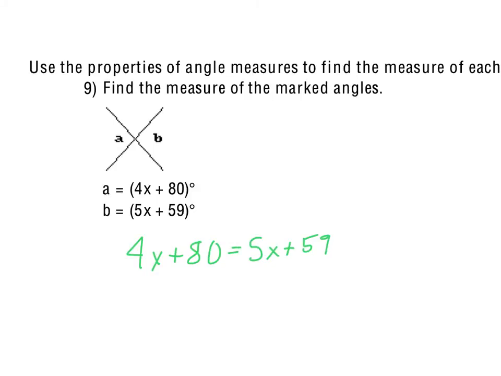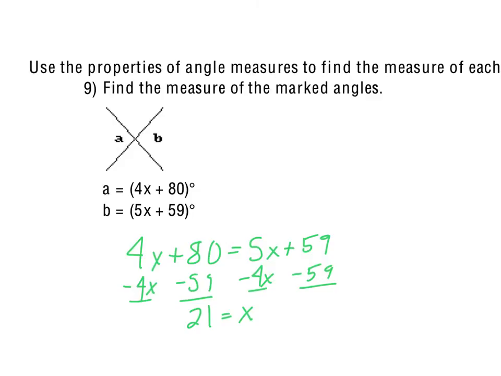Again, we want to solve this equation. I prefer having my x's be positive, so I'll subtract the 4x. That means I'll also subtract the 59. So that gives us a 21 over here, and just a plain old x. So x is 21, but again, remember, x is not the answer.